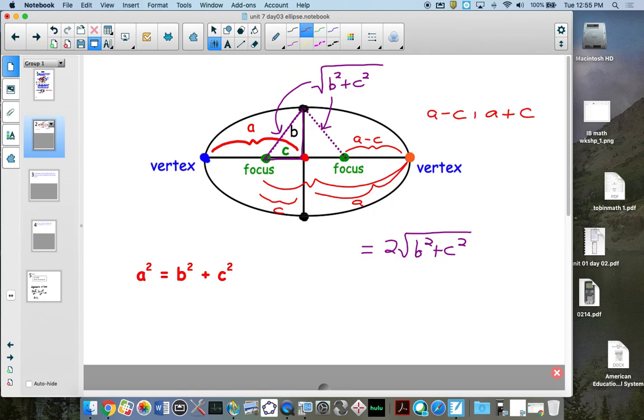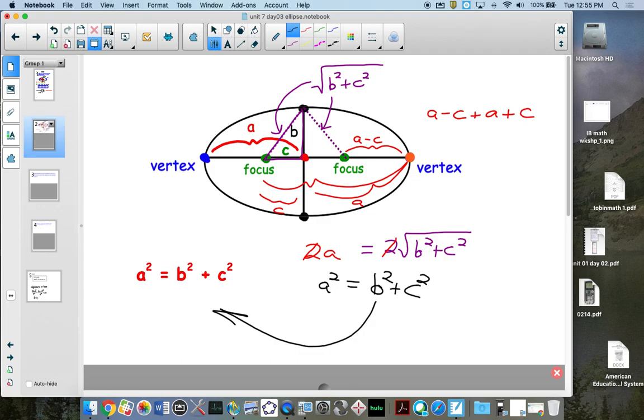And if I add those two distances together, that should equal the same as what I got when the point was up at the top of the ellipse. So when I add those, the C's cancel, and I get 2A. So that should also equal 2 times the square root of b squared plus c squared. Now I can divide both sides by 2, and then I can square both sides. And that's how we get A squared equals B squared plus C squared.